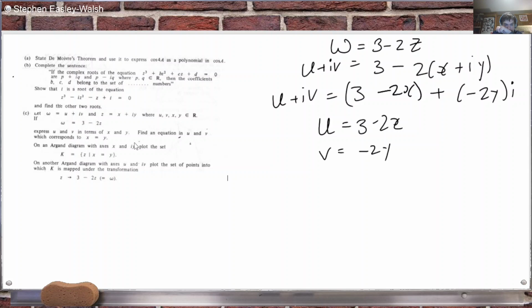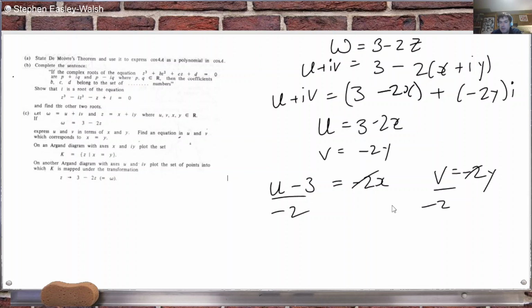Find an equation in u and v which corresponds to x equal to y. So here I can say u minus 3 equals minus 2x and v equals minus 2y. So dividing by minus 2 and making them equal, and then cancelling the minus 2, I get u minus 3 equals v.